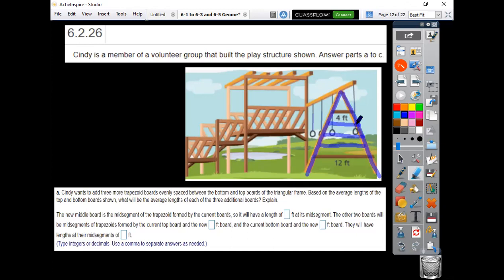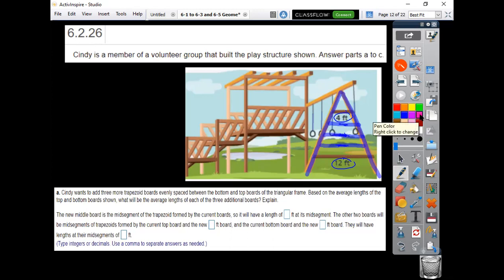Okay. And what will be the average length? So if you know the 12 is here, and you know the 4 is here, how long is this one, how long is this one, and how long is that one? And since they're evenly spaced, you've got that proportional reasoning there. So this one in the middle right here, halfway between the 4 and the 12, do you remember how that formula went that we did?